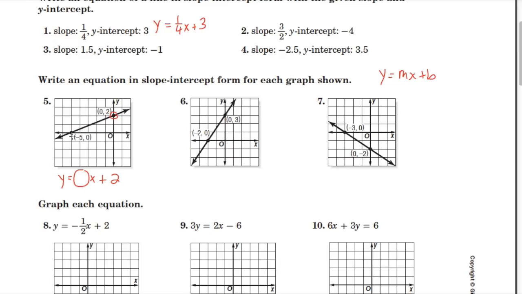There's a couple different ways to do that. If you have a graph like you do on 5 through 7, you can simply count up 1, 2, and then over 1, 2, 3, 4, 5. So the slope is 2/5.